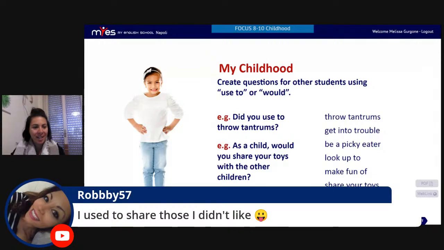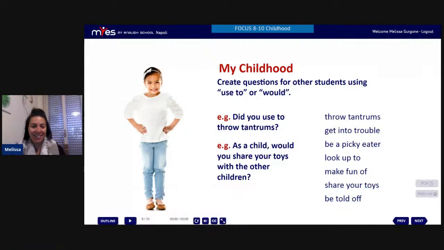And Robbie's answered about sharing. I used to share. So you shared the toys that you didn't like. Very good. It's very clever, Robbie. Very good. Thank you.